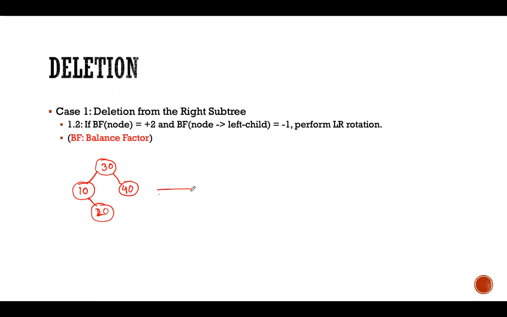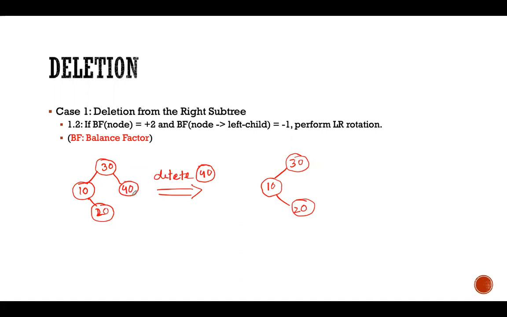Now let's delete 40. What happens? 40 is a leaf node, so that will be simple. Now the tree becomes like this. Here also you can see that my left side is getting heavier. And what is the condition we are getting here?